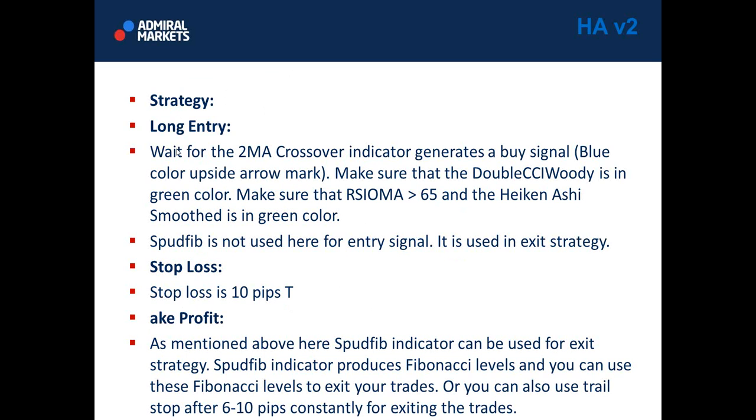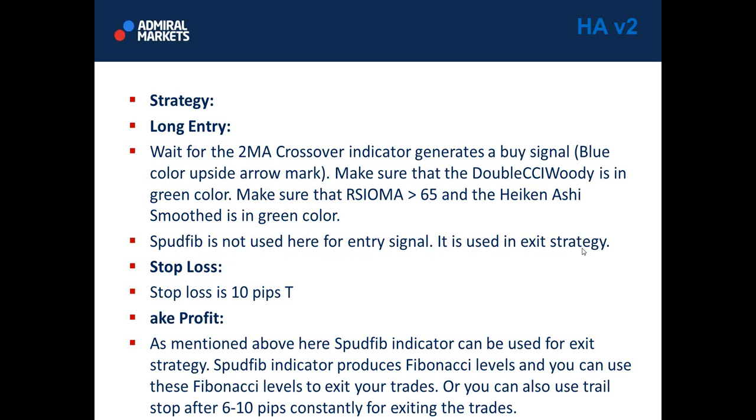For long entries, you need first to wait for the 2 MA crossover indicator. It should generate a buy signal. You will see a blue upward arrow mark. Also, you need to make sure that double CCI Woody is in green color. RSI OMA should be above 65, and Heiken Ashi smoothed is in green color. SPAD fib is not for entry, mind you, it's used for exit.